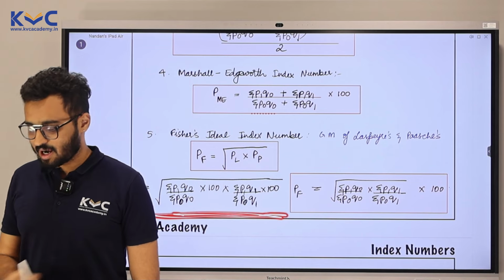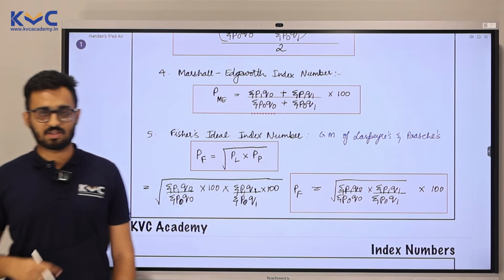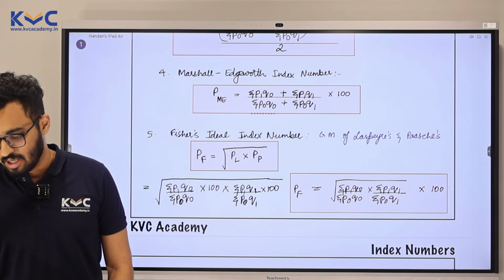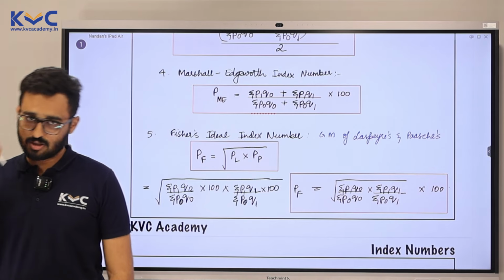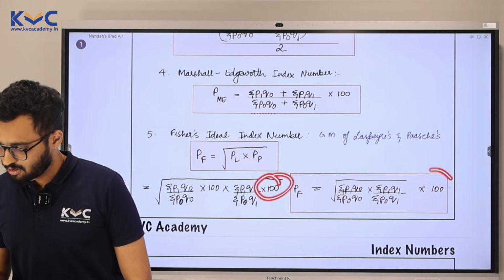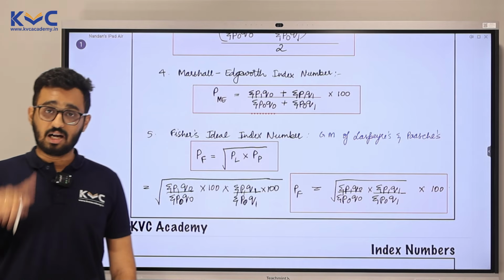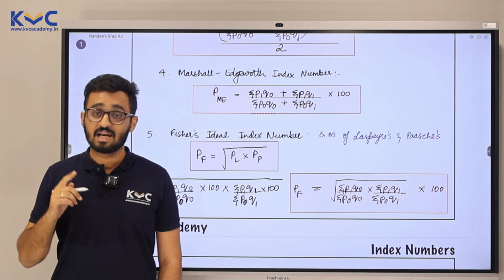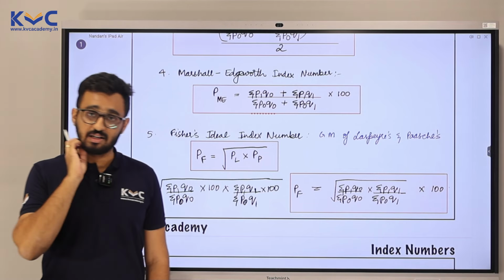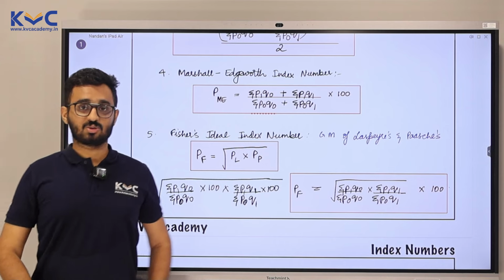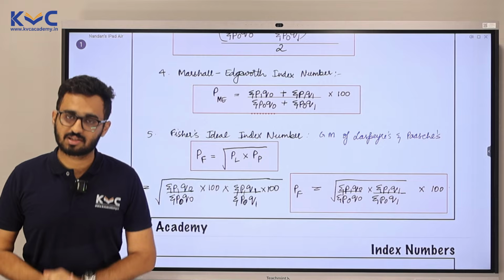So when you expand that, you get the square root of summation P1 Q0 divided by summation P0 Q0 into 100, into the square root of summation P1 Q1 divided by summation P0 Q1 into 100. When you take 100 common out, you are left with summation P1 Q0 divided by summation P0 Q0 into summation P1 Q1 divided by summation P0 Q1, the entire thing multiplied by 100. Did you understand? So these are the 5 different weighted aggregative index numbers. Is it clear?